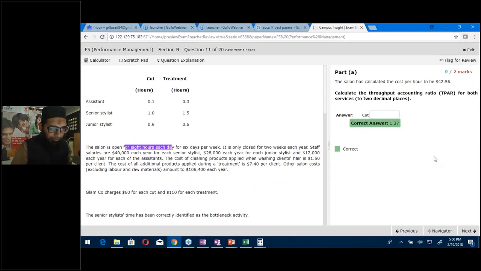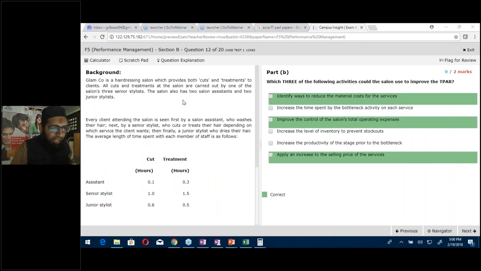Okay. So which three of the following activities could the salon use to improve the throughput accounting ratio? The three options are: it can identify ways to reduce the material cost for the services. Number two, improve the control of the salon's total operating expenses. And number three, apply an increase to the selling price of the service. So these three options are correct.